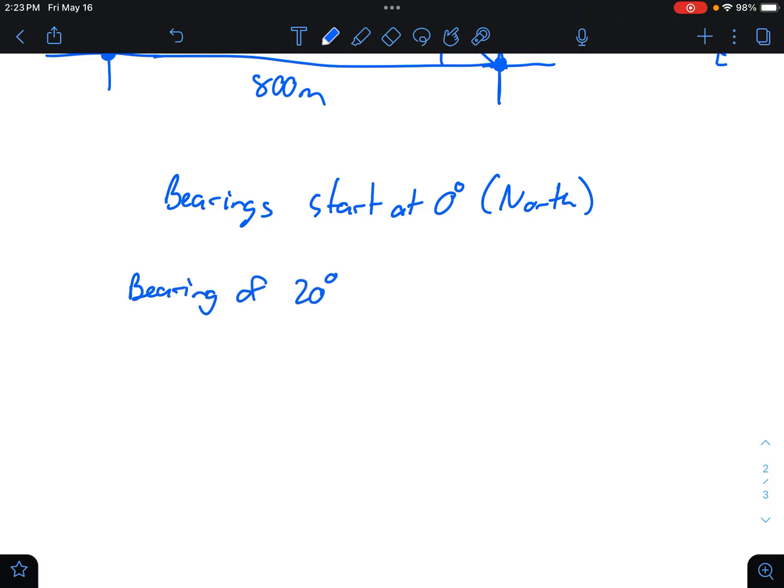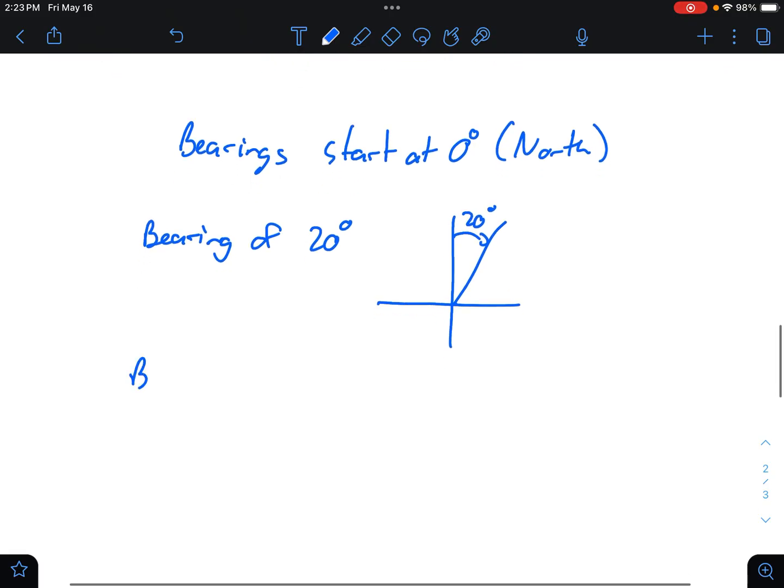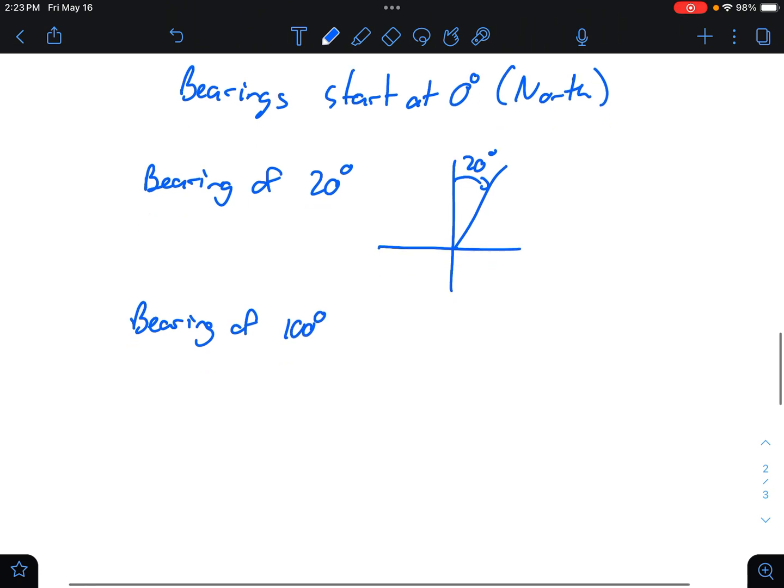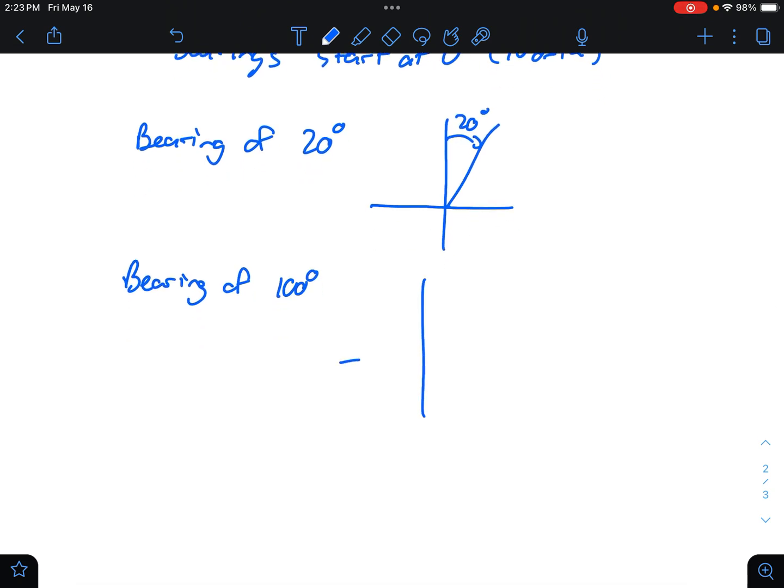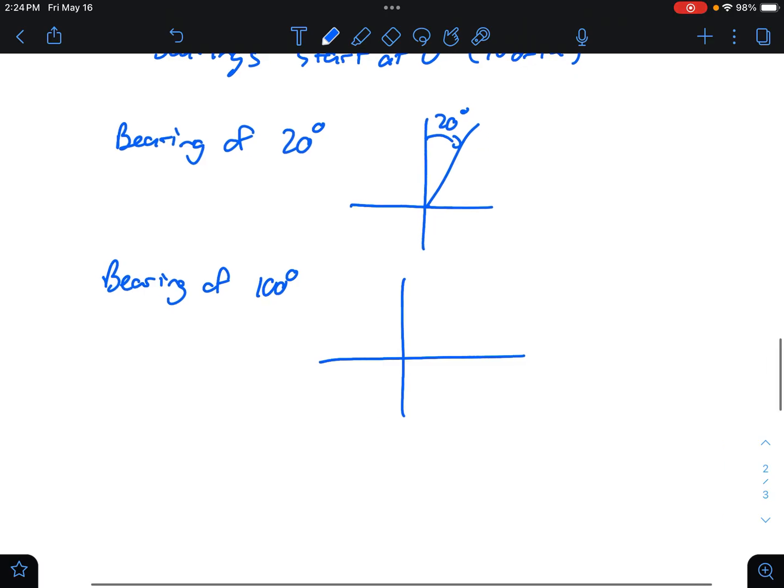So if you said, for example, we have a bearing of 20 degrees, what does that look like? That looks like this. Here's your compass directions. It'd be 20 degrees this direction right here. 20 degrees. That's how you would draw that. If you were to draw in a bearing of 100 degrees, what that would look like is this. It would actually be right here. This would be 100 degrees. Now that first chunk is 90, so this little sliver right here is 10 degrees if you needed that. But that's what a bearing would look like.